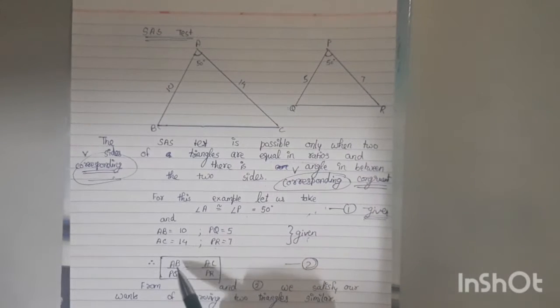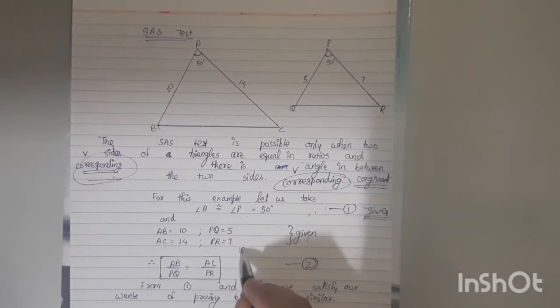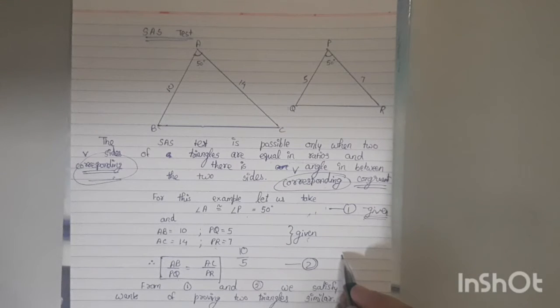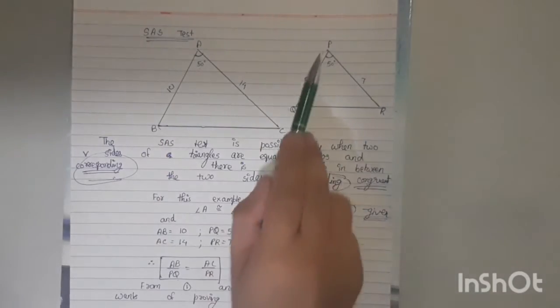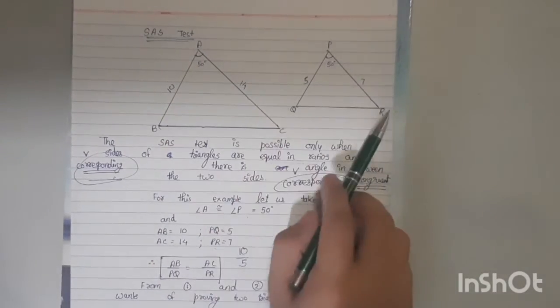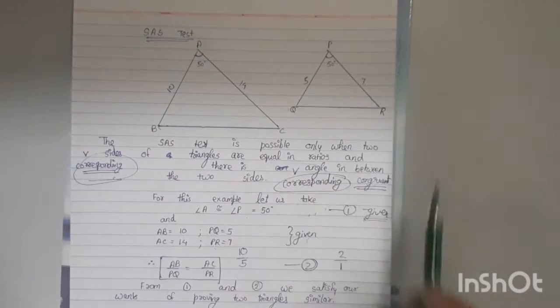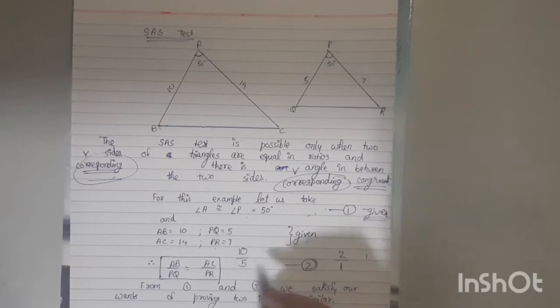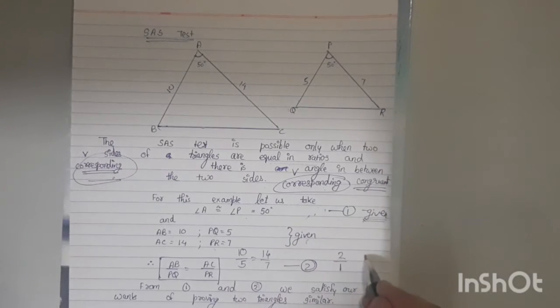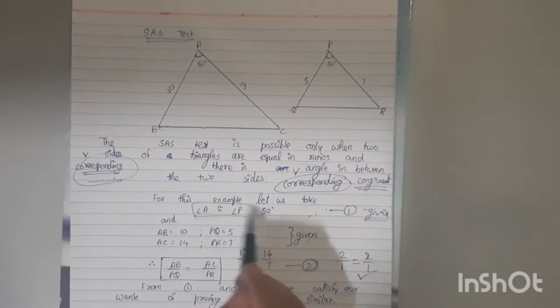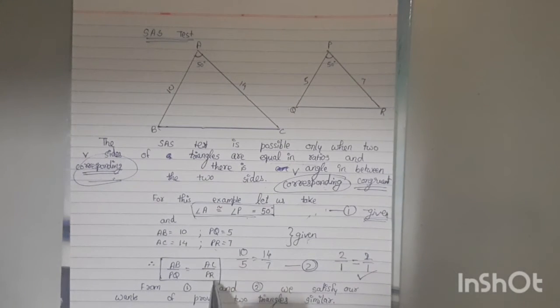Okay, so AB upon PQ, that is 10 upon 5. What will it result in? It will result in 2 upon 1. Yes. And AC upon PR, that is 14 upon 7, because AC is corresponding to PR. 14 upon 7 is equal to 2 upon 1. Are they equal? Yes. So from 1 and from 2, AB upon PQ is equal to AC upon PR, and we satisfy our wants of proving two triangles similar. How, you ask?